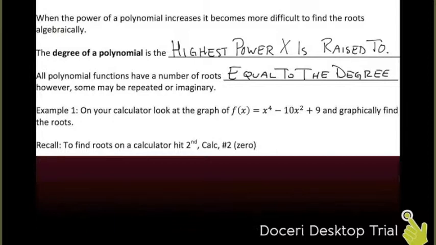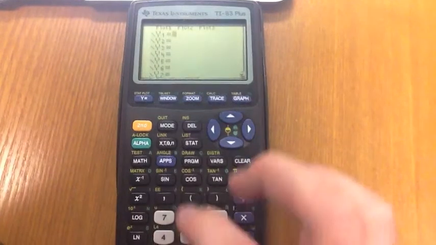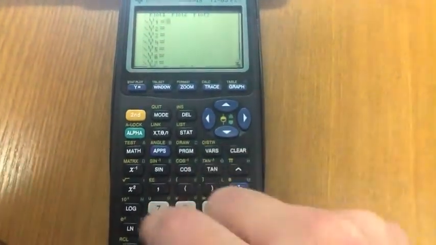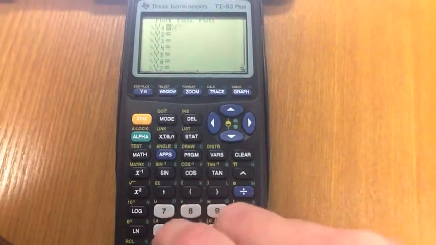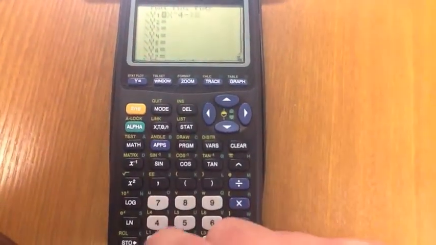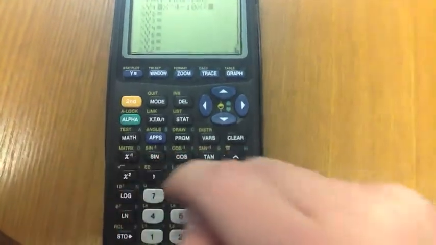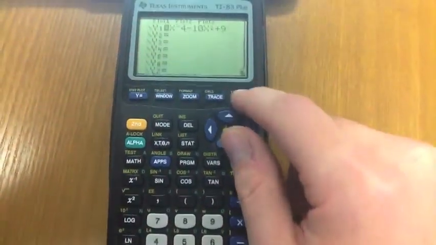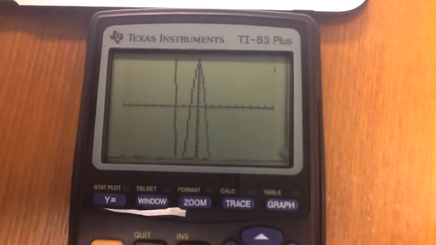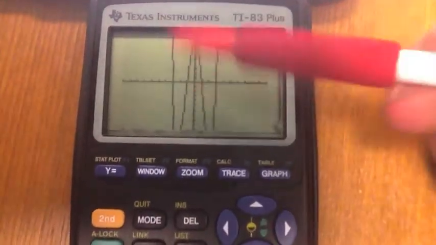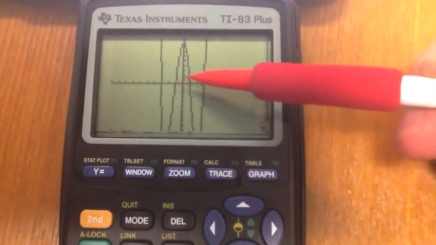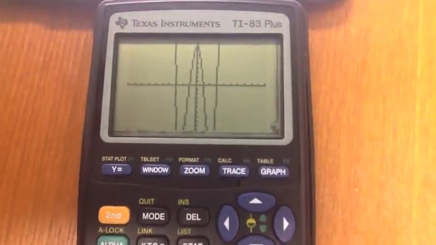So on your calculator, you want to look at the graph of f of x equals x to the fourth minus 10x squared plus 9. I know you don't have a graphing calculator at home, so I'm going to pull one up here. I'm going to graph y1 equals x, using the caret, to the fourth power, minus 10x squared plus 9, and hit graph. And it gives you something like this. Now you'll notice that there are 1, 2, 3, 4 zeros on this.